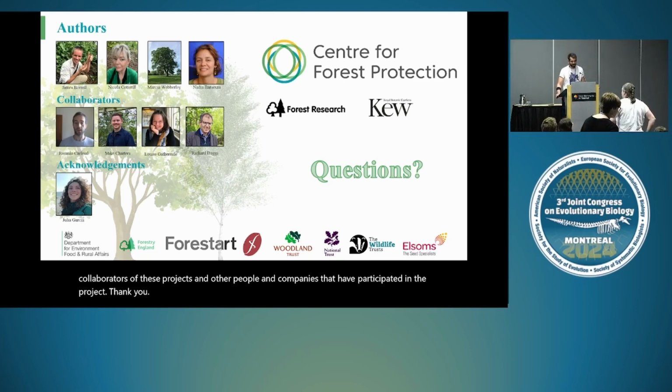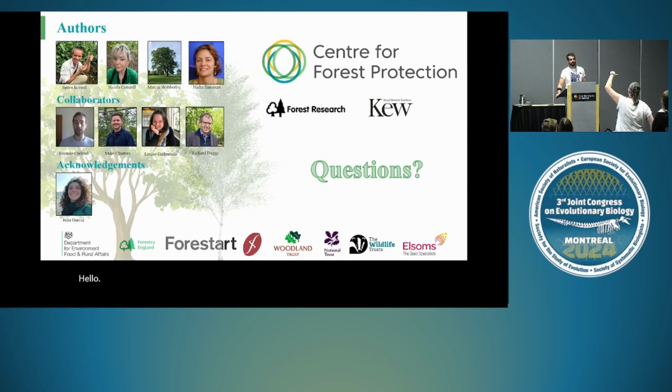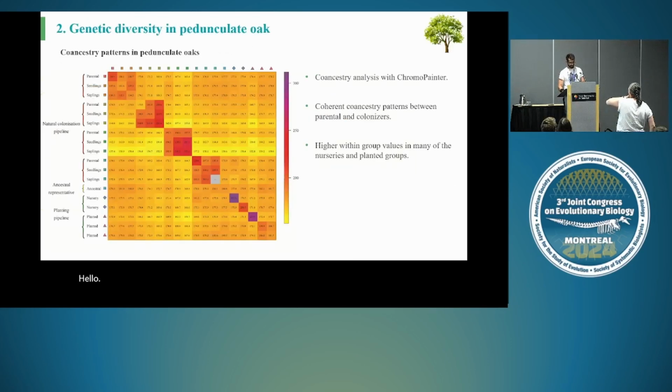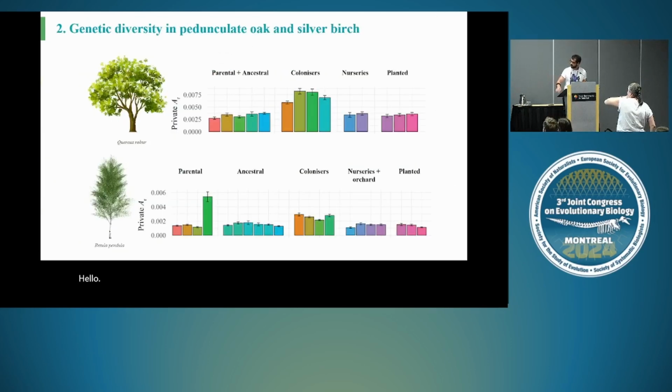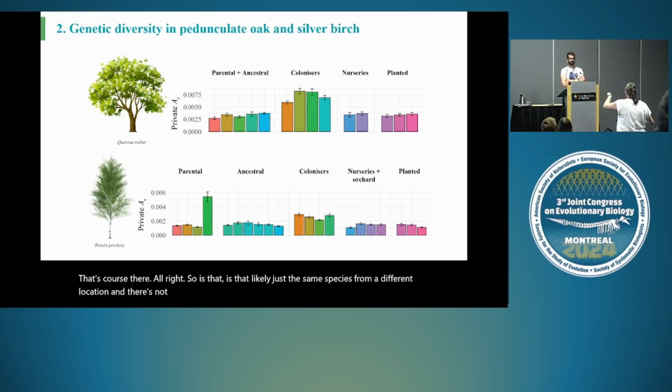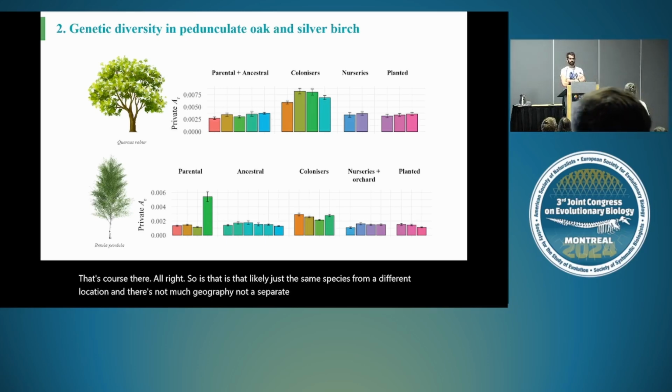Hello. So, you had that outrageously high value for one of the specimens, and you mentioned that it may be a foreign transplant. It's actually this one, you mean? Yes. So it's private allelic richness, not heterozygosity. Okay. That's of course there, yeah. All right. So is that likely just the same species from a different location, not a separate subspecies where it got some hybrid?